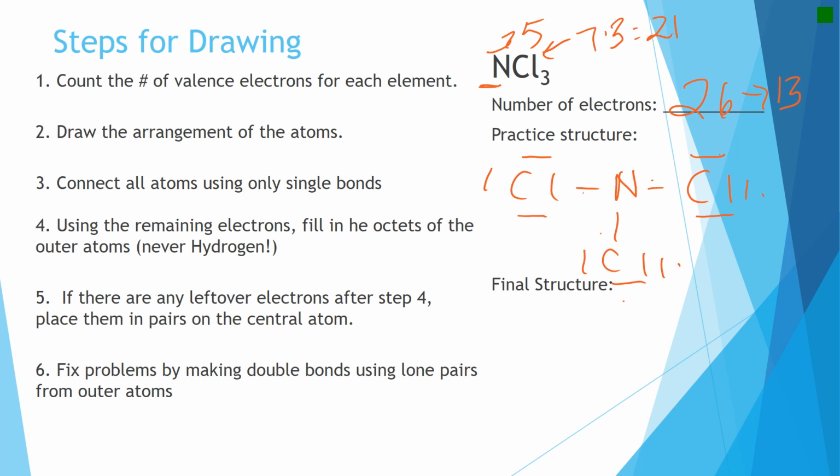So in step 5, if there are any leftover electrons, well, I needed to use 13 and I've used 12. Okay, so I have 1 extra, place them on the central atom. So I'm going to put it right on that end. Now I need to fix any problems by making double bonds. Well, by problems, it means that not everybody has their octet. So looking at this, everybody has the octet. Now nitrogen has 4 lines attached to it, which means that it has 8 total electrons, which means it's happy. So this is my finalized structure.